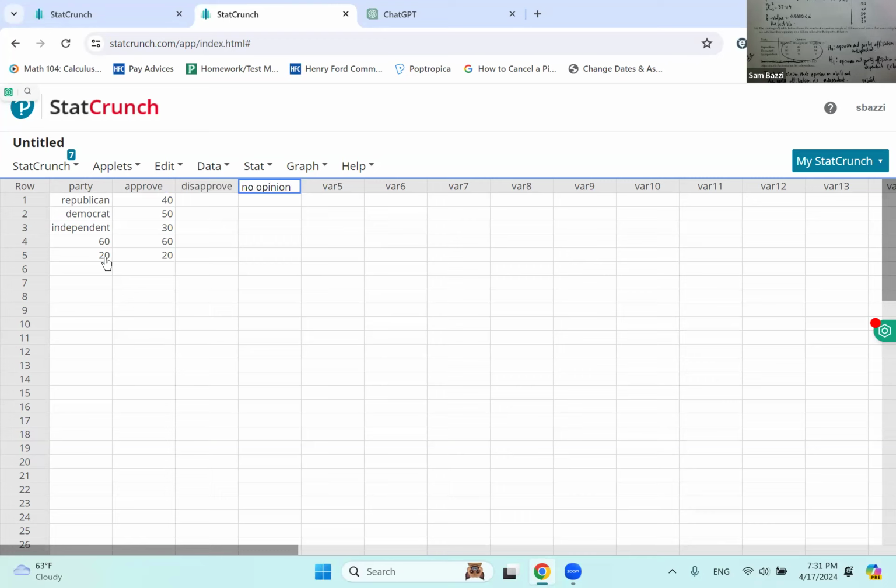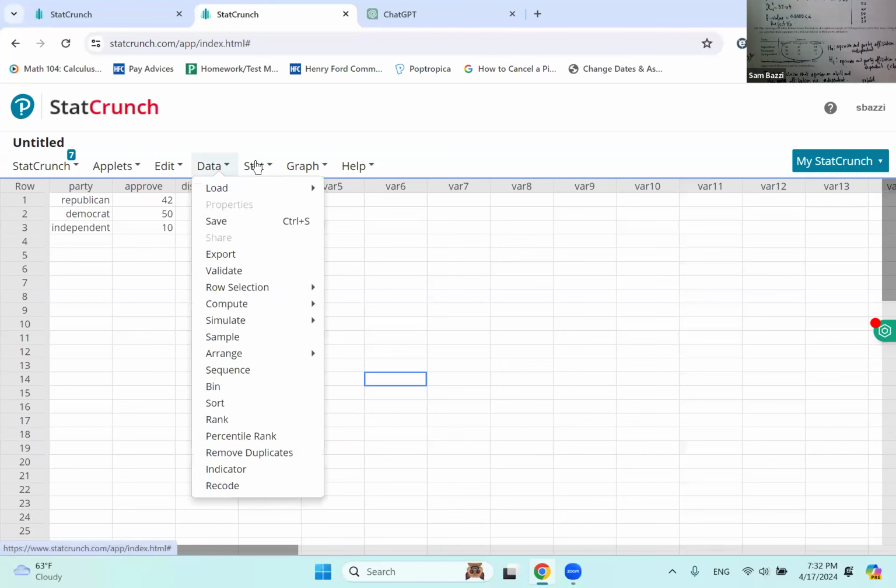And let's write what's under approve. I have 42, I have 50, I have 10. Disapprove, how many? We have 20, 24, 16. No opinion, I have 14, 18, and then what? 6. I'm ready to perform the test now.